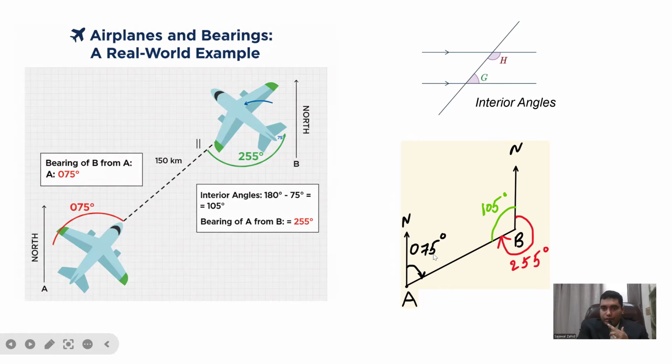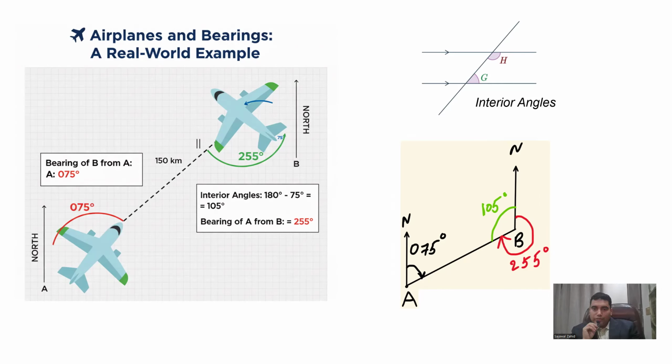If the left side angle is 75 degrees, the green angle I have calculated myself. How I got it? Since both are interior, you can just subtract 75 degrees from 180. So the green angle is 105 degrees. Why do we need the green angle? In order to find the bearing of plane A from B. So to find the bearing of A from B, we need to draw the north on B now, and from the north we need to find that red angle. The red angle is our answer.